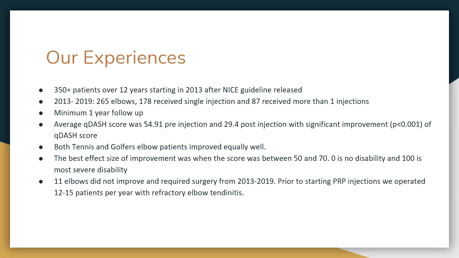So the quick dash, just to summarize, is a score which looks at the function of a shoulder and elbow. It can be used for either of these. 100 is the most severe disability, and 0 is a completely normal and functional elbow. We found that patients with initial scores between 50 and 70 did the best.